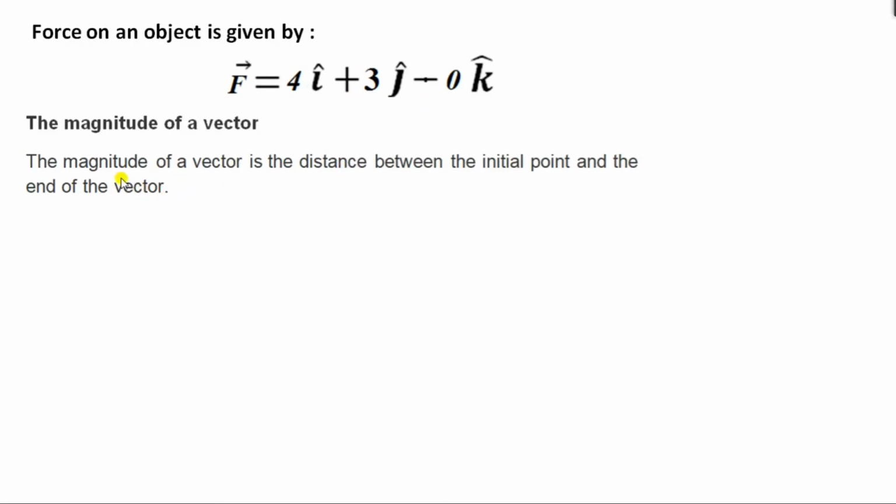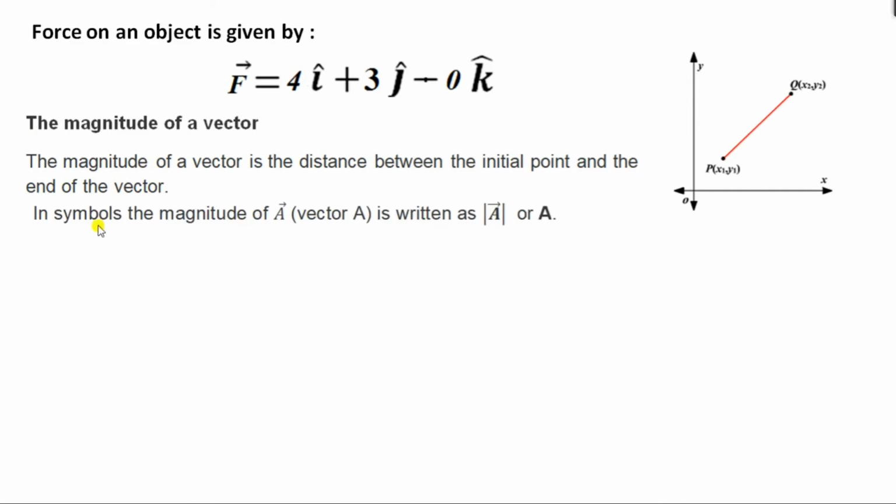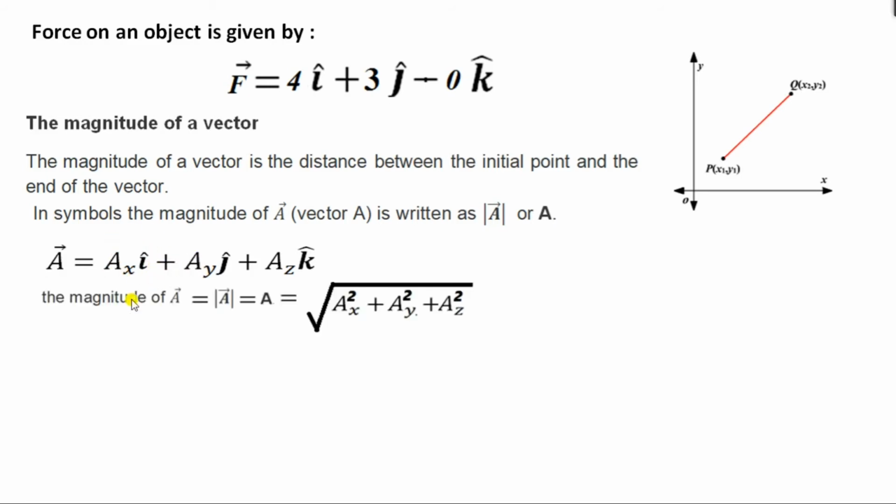Magnitude of a vector. The magnitude of a vector is the distance between the initial point and the end point of the vector. So here this line is the magnitude. The symbol for magnitude is either we write vector A inside the modulus, or we can just write capital A without the arrow. Suppose this is a vector A, and we have to find the magnitude of vector A. The magnitude will be given by this, or simply by A is equal to root over ax square plus ay square plus az square.